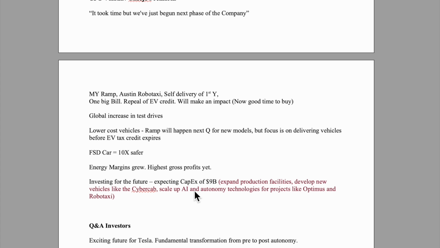Energy margins also grew and have the highest gross profits yet. A massive sleeping giant of Tesla's company is its Tesla Energy division. And they are investing in the future, expecting a capex of $9 billion. I want to remind myself here, which is going to be expanding production facilities, the development of new vehicles like the Cybercab, scale up AI and autonomy technologies for projects like Optimus and Robotaxi.